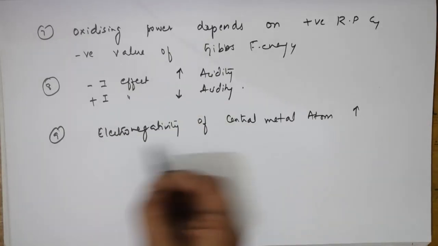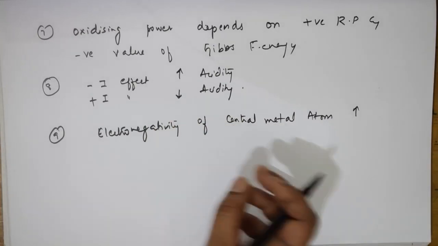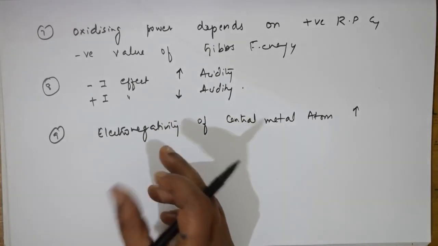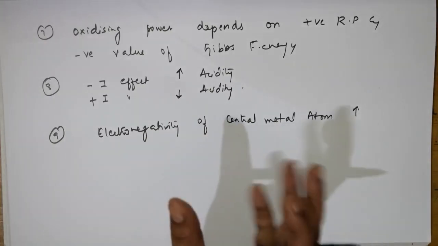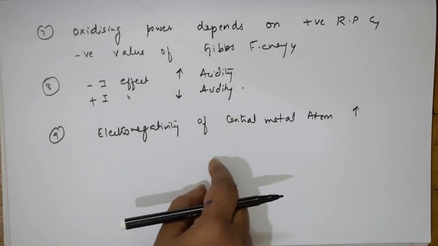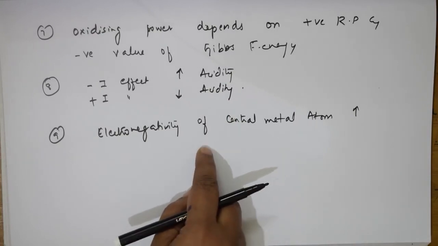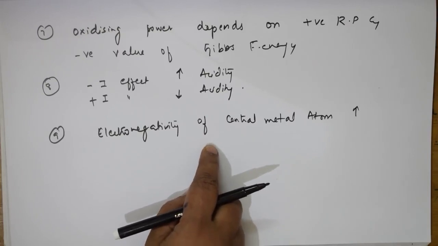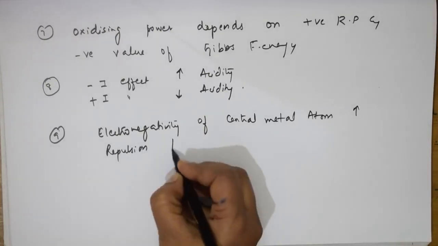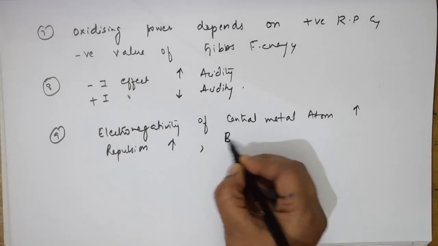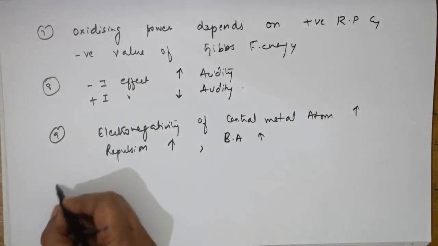So the electronegativity of the central atom, if you find a series given to you, see the electronegativity of that particular one is high, then what will happen? Automatically it will try to drag the electrons towards it. When it drags the electron towards it, bonded electron also polarizes towards the central metal atom. So then what will happen? The repulsion increases. When repulsion increases, what will happen to the bond angle? Bond angle also increases. Done?